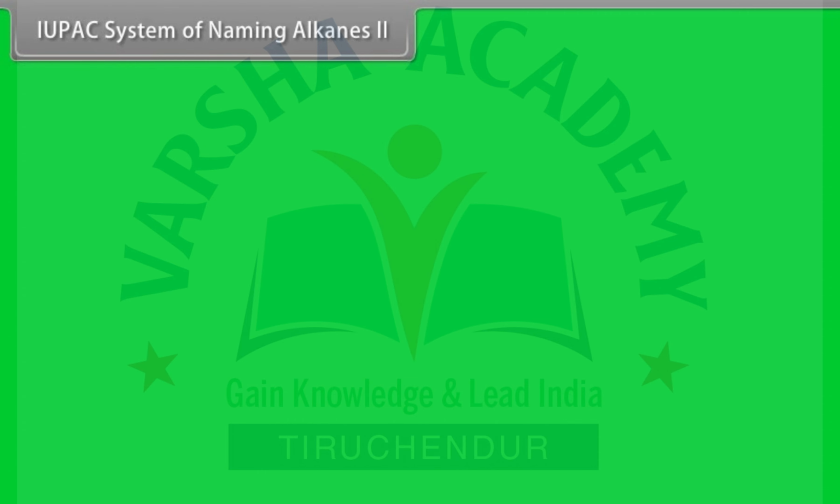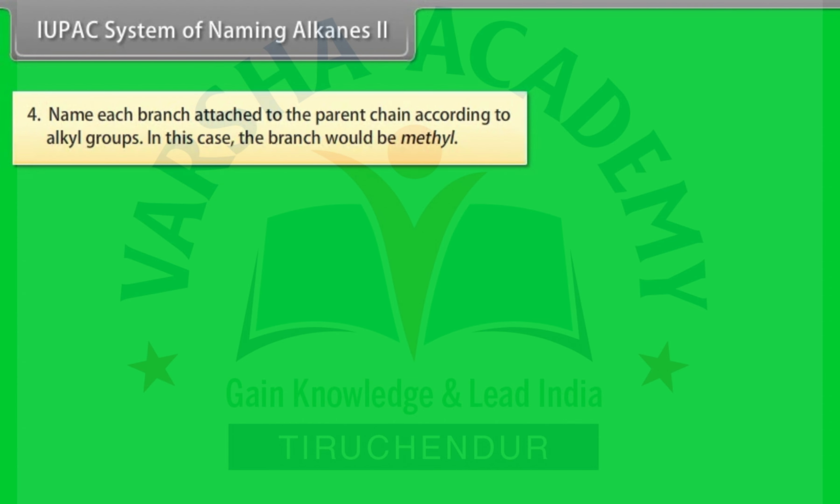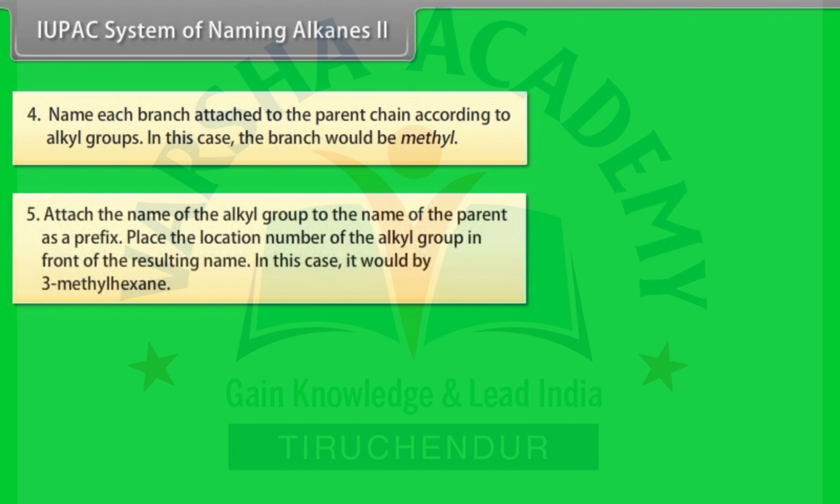IUPAC system of naming alkanes part 2. Number 4. Name each branch attached to the parent chain according to alkyl groups. In this case, the branch would be methyl. Number 5. Attach the name of the alkyl group to the name of the parent as a prefix. Place the location number of the alkyl group in front of the resulting name. In this case, it would be 3-methylhexane.